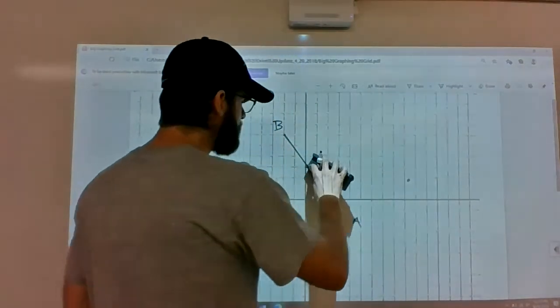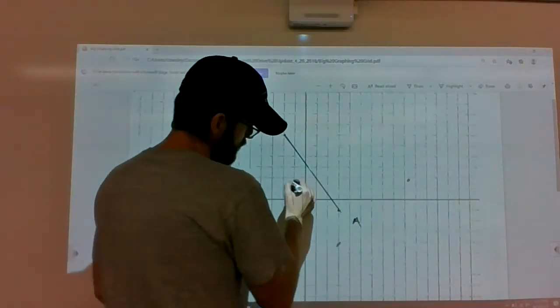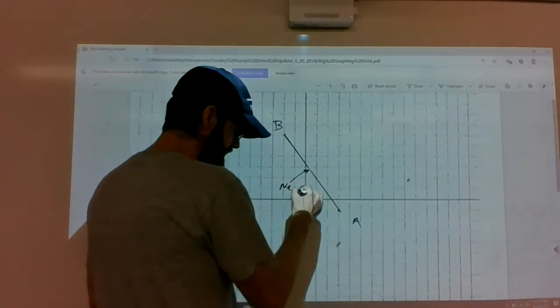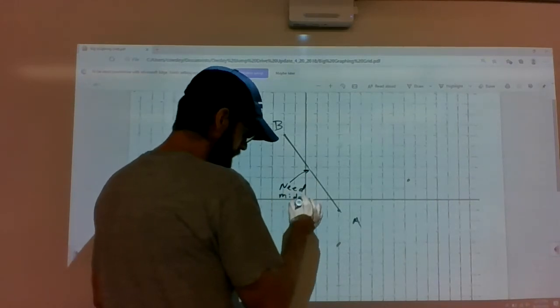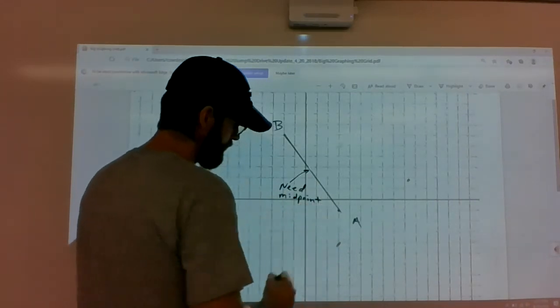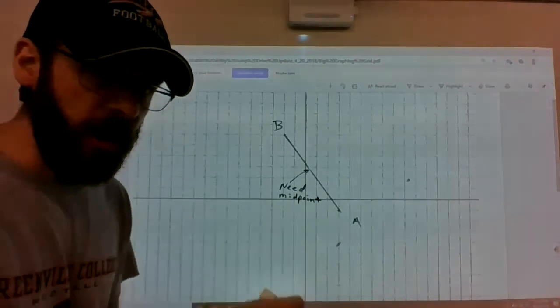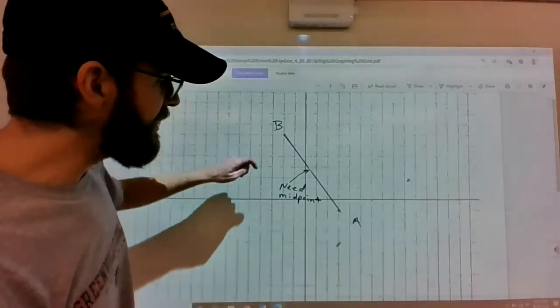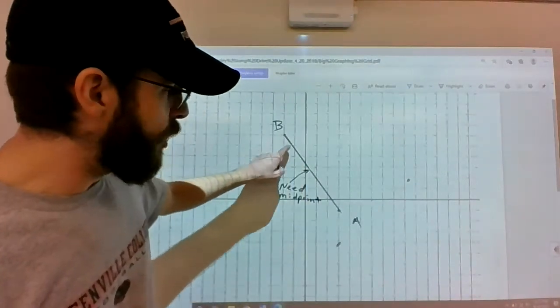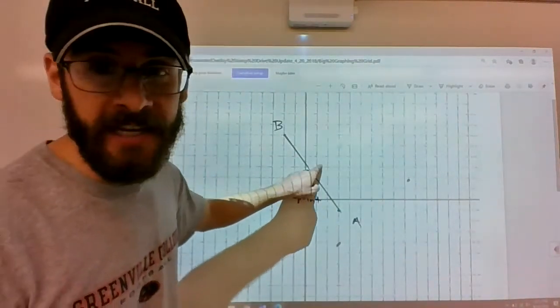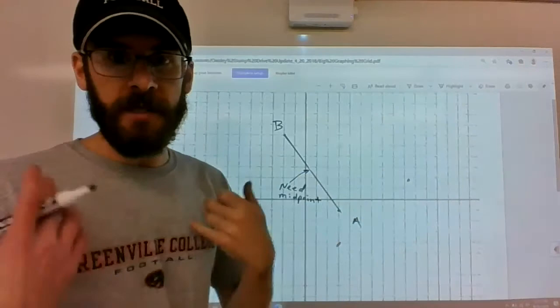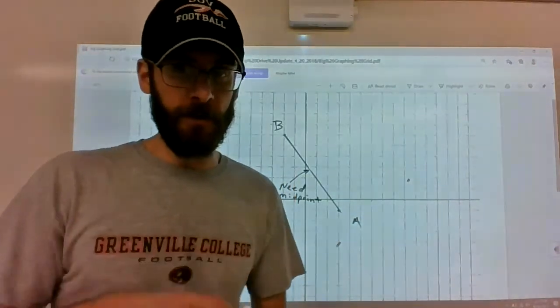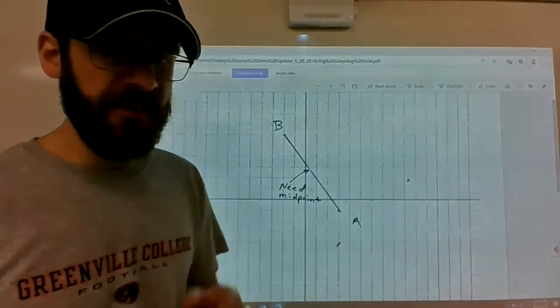So what do we need? We need the midpoint. That'll be a point on our line, on the perpendicular bisector. And then we would need to find the slope of AB, because if it's perpendicular, it's going to be a negative reciprocal of that. So let's do this first. Find the midpoint.